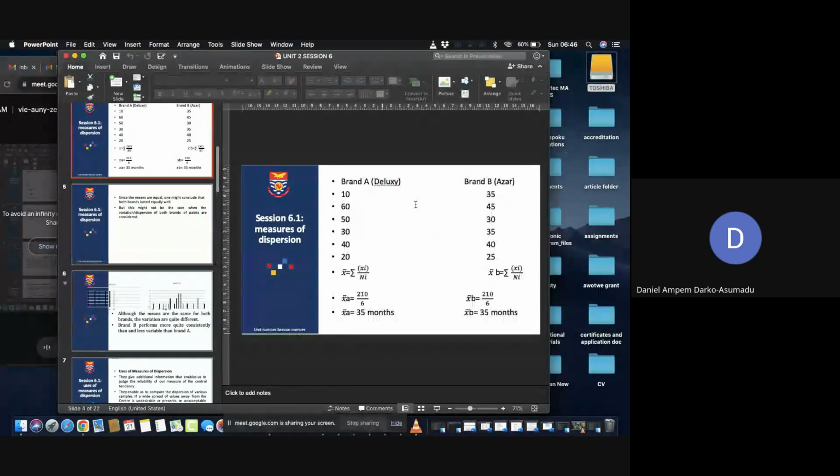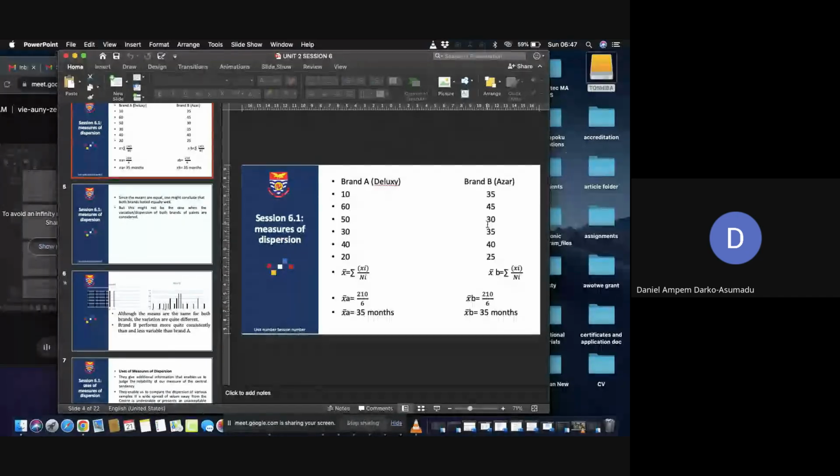If you look at these two, in brand B, the difference between the months recorded is 5, 5, 5, 5, 5. But if you look at brand A, the difference is 10, 10, 10, 10, 10. If you look at it very carefully, 10, 20, 30, 40, 50, 60. Here it is 25, 30, 35, 40, 45. So the difference is 5, 5. The gap in brand B is smaller than the gap in brand A. In terms of the variations or the dispersion, it is smaller than brand A.